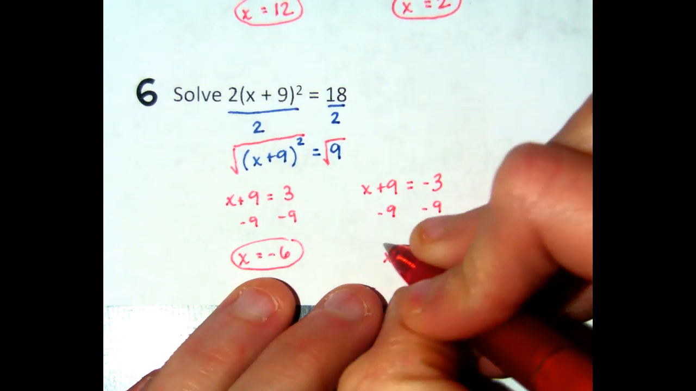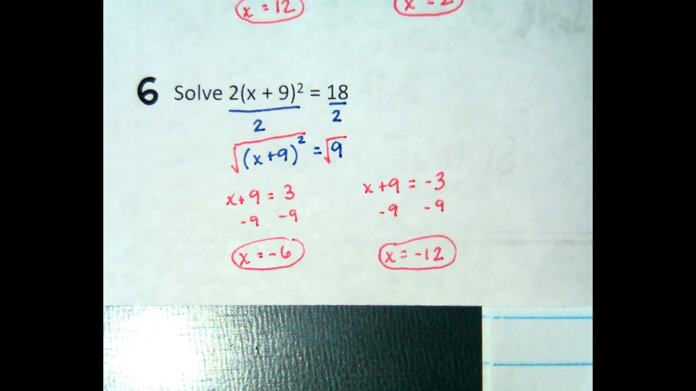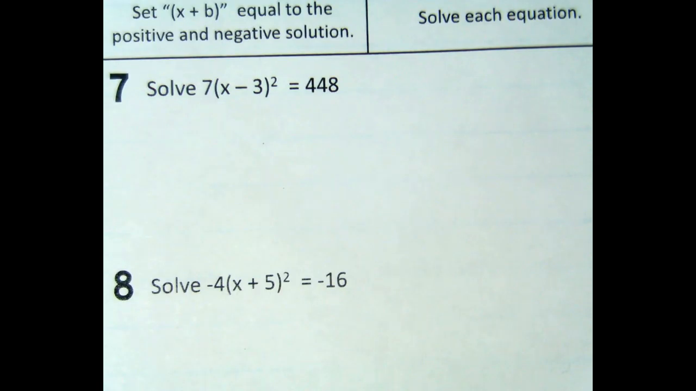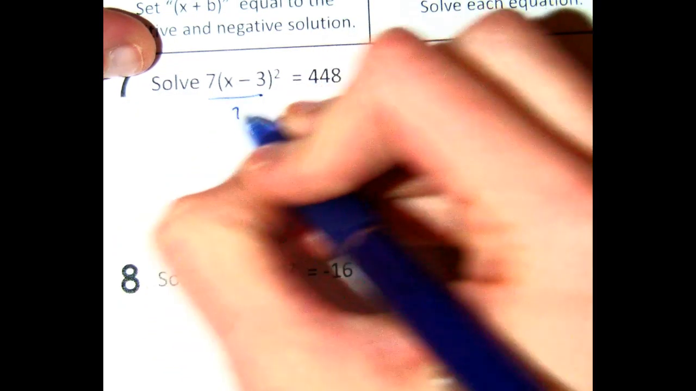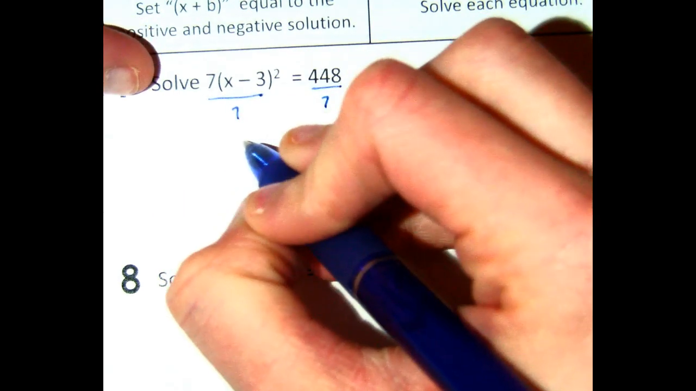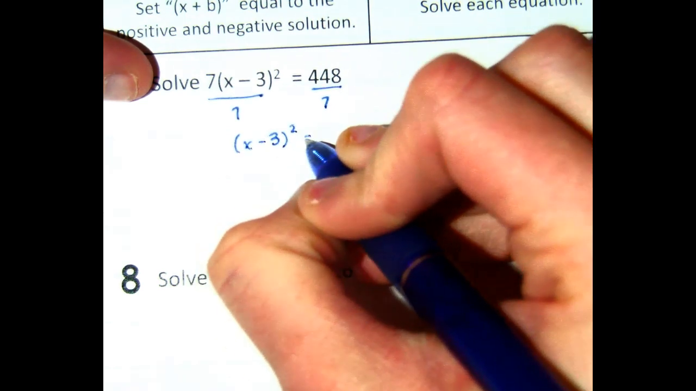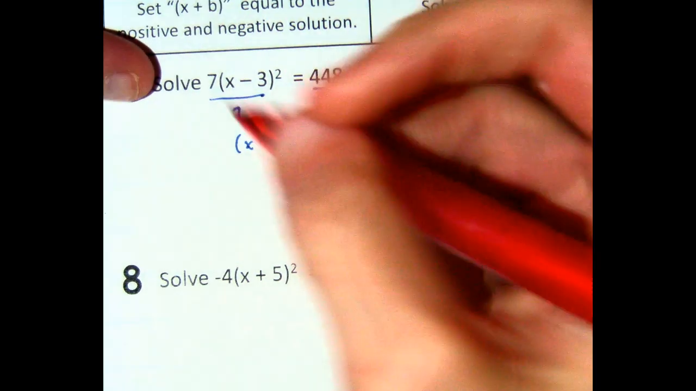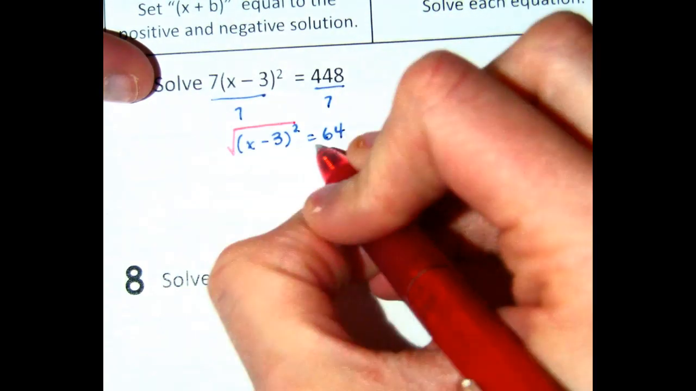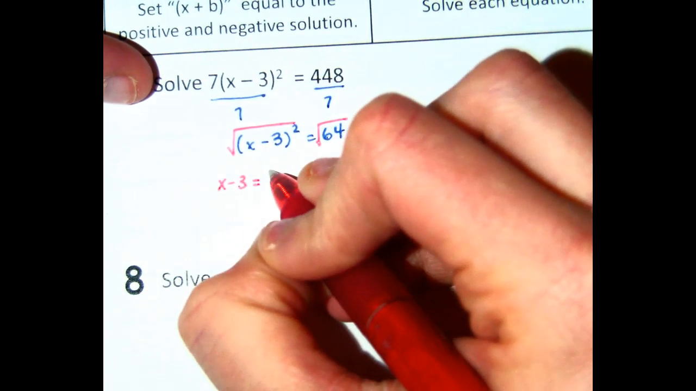I want you guys to try 7 and 8. Alright, what'd you guys do for number 7? Divide by 7. I have no idea what 448 divided by 7 is. 64. Okay, now what? Square root. X minus 3 equals 8.